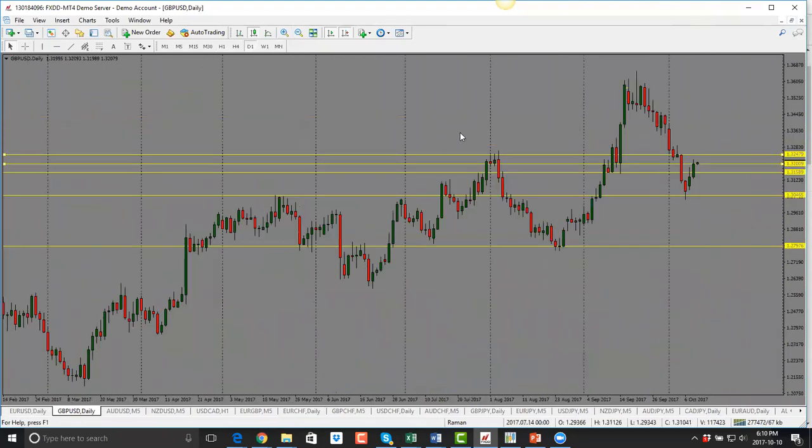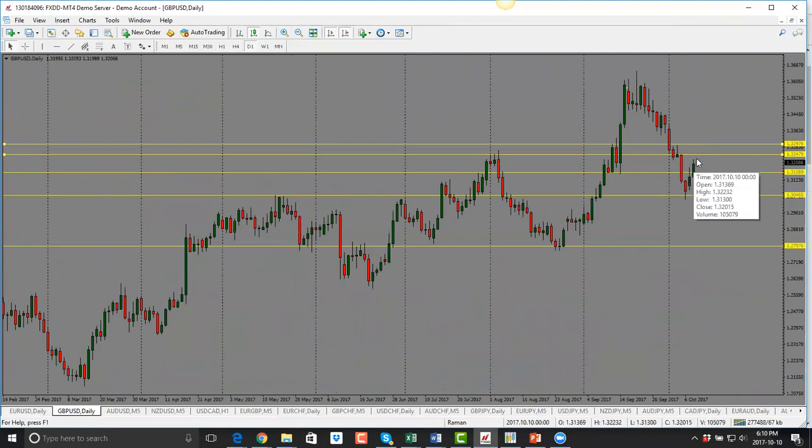Pound dollar, very similar here as well. Price moved up, so we're looking for a further move to the upside. It bounced, it went above the previous support and resistance level, and closed higher. So we're looking for 1.3250 as the first target and 1.3300 as the second target to the upside.